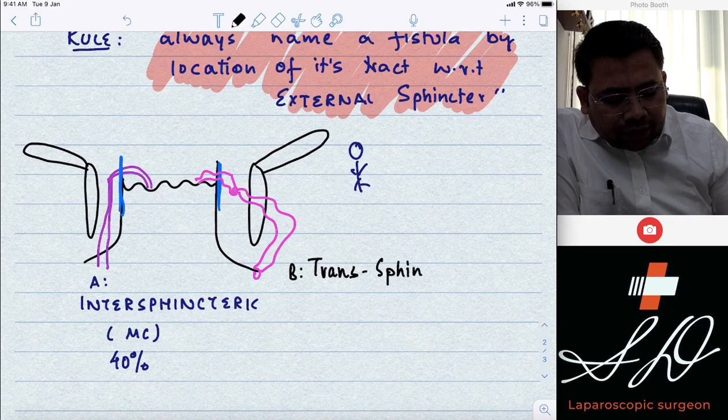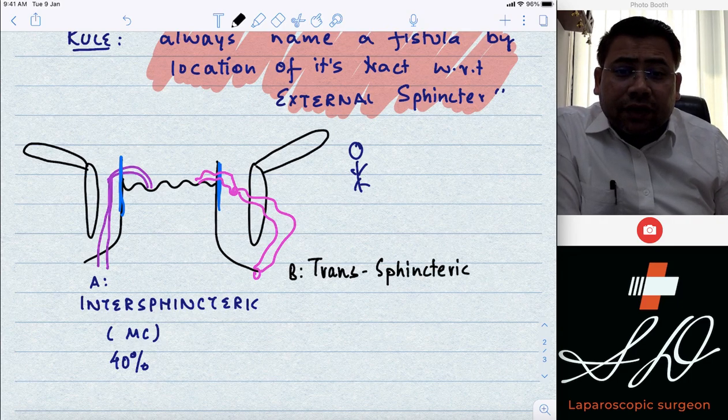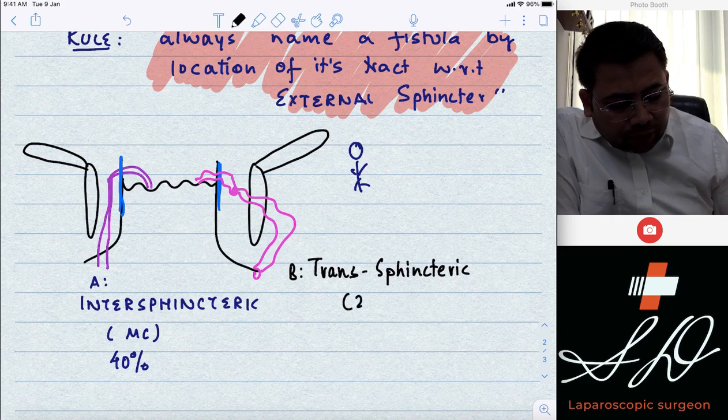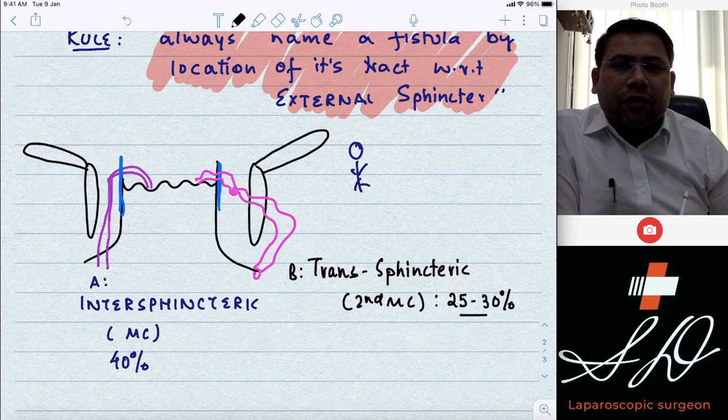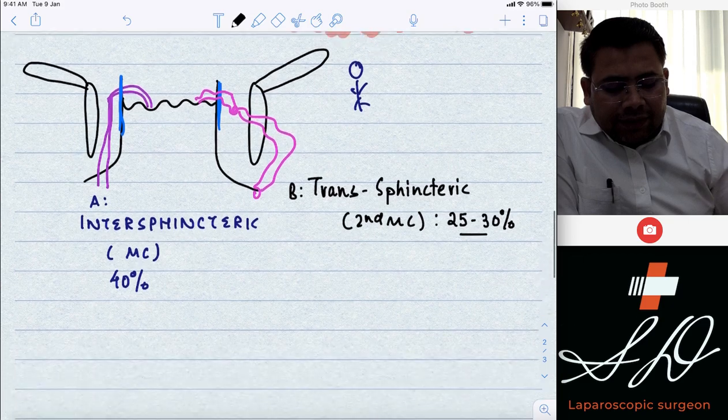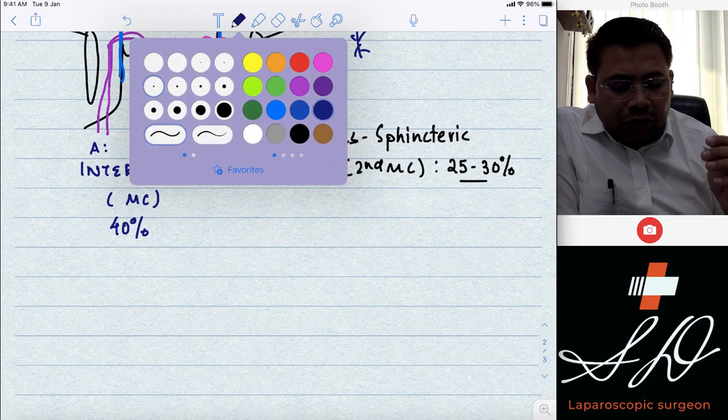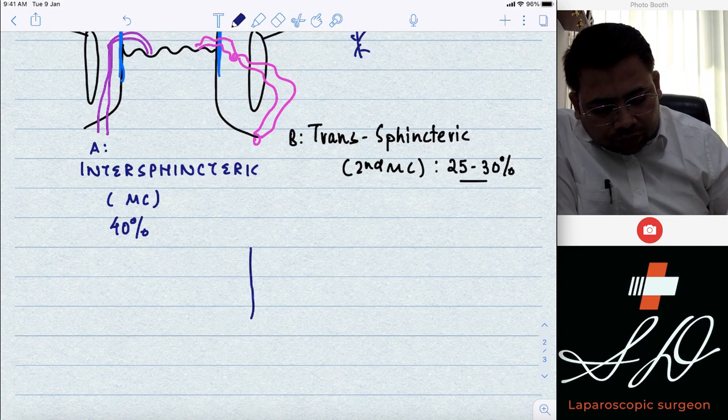Transsphincteric fistula. This is a transsphincteric. You know, this is the second most common, and approximately 25% to 30% might present to you with this kind of thing. The next is, so these are two types. There are a few others also.